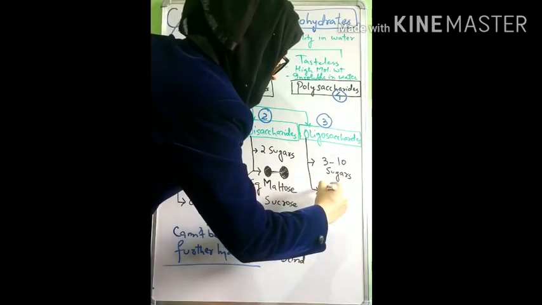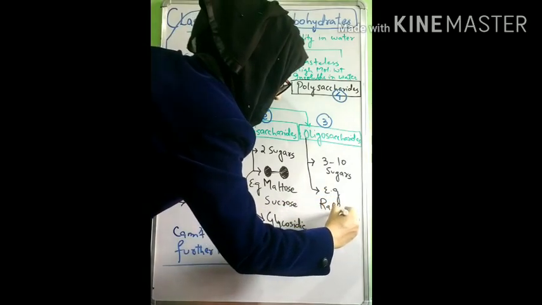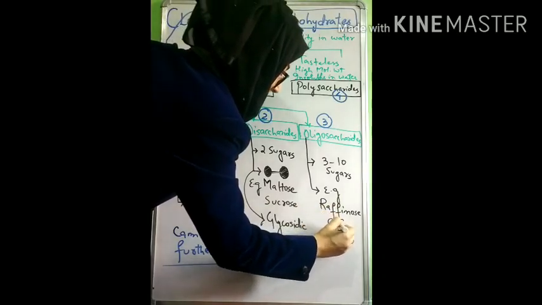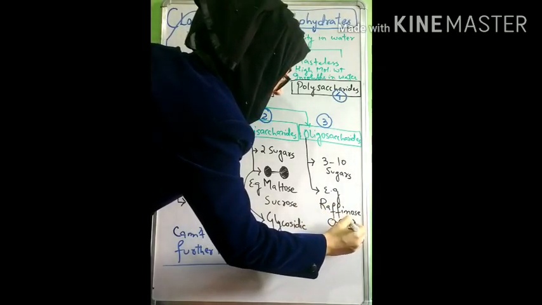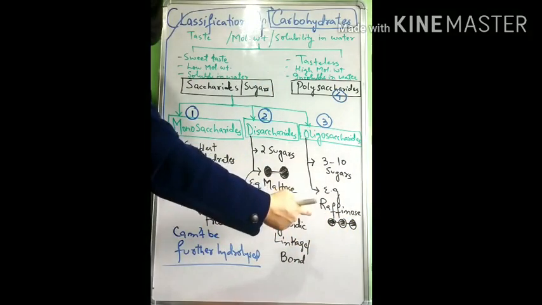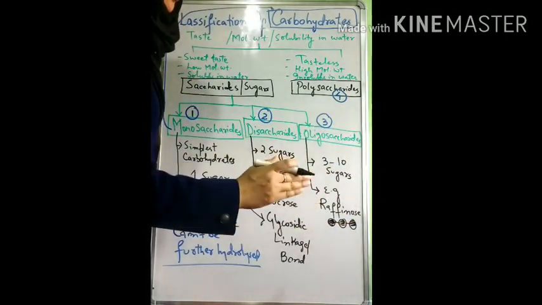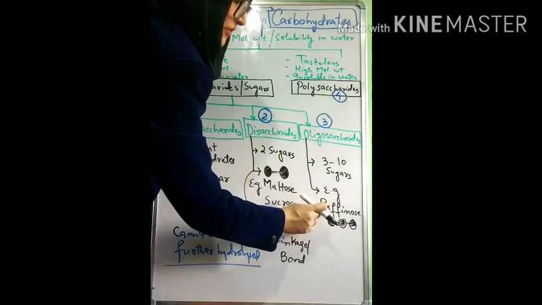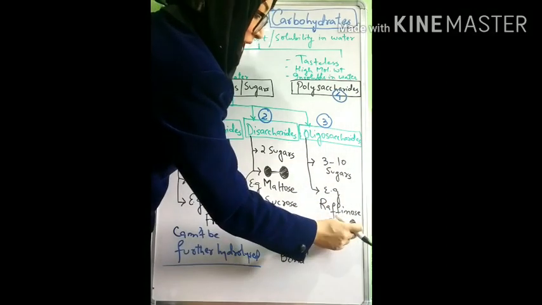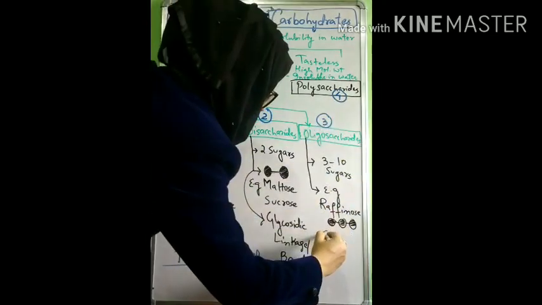Let me give you an example. The best example is raffinose, in which you have 3 sugars attached to each other. So they are not only glucose. In raffinose you will find glucose, galactose and fructose. You don't need to remember. At least remember that raffinose is basically having how many monosaccharides? 1, 2, 3. That's why it falls in which category? Oligosaccharide.